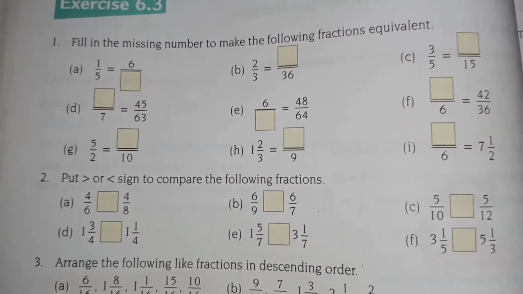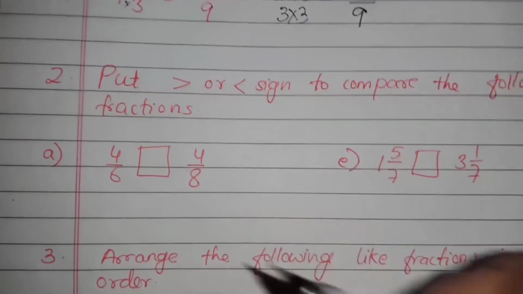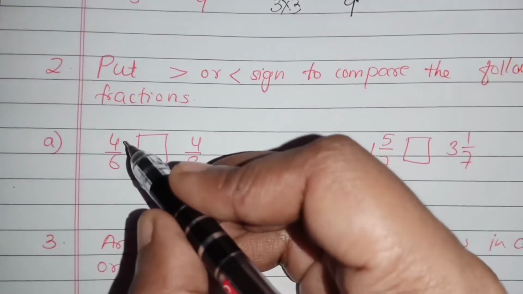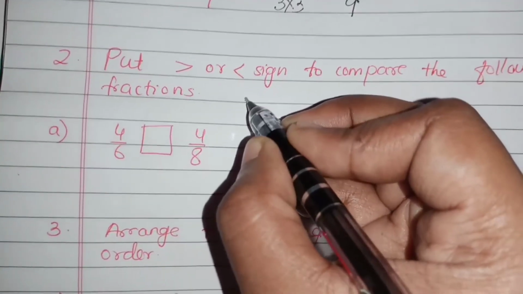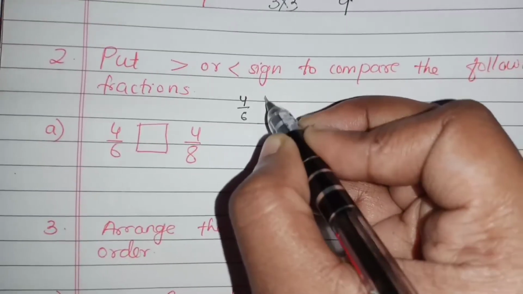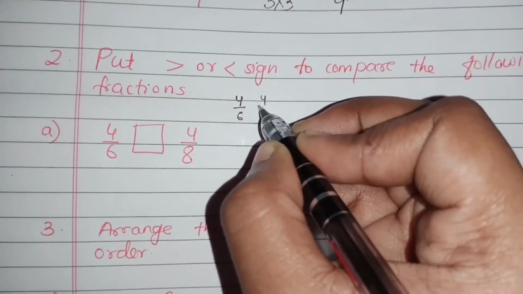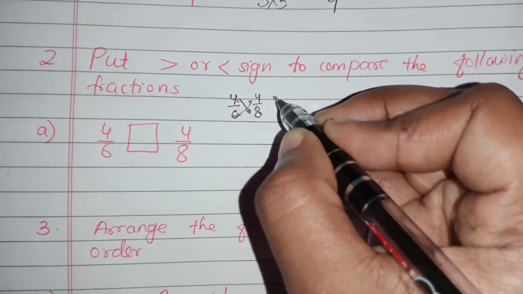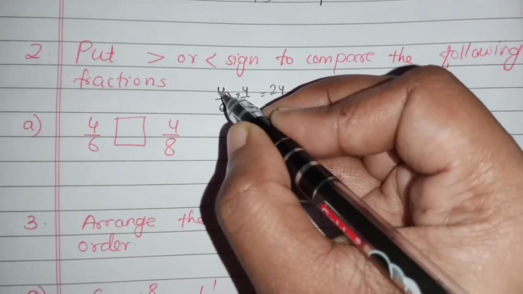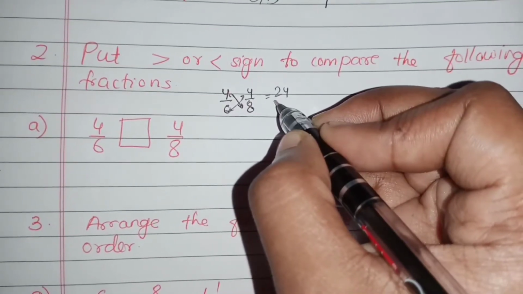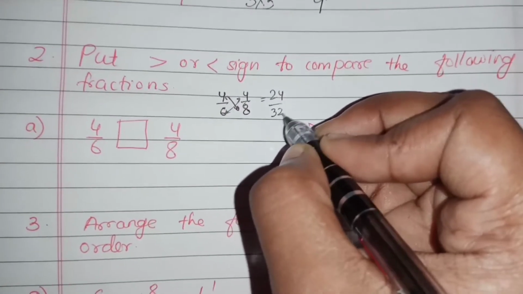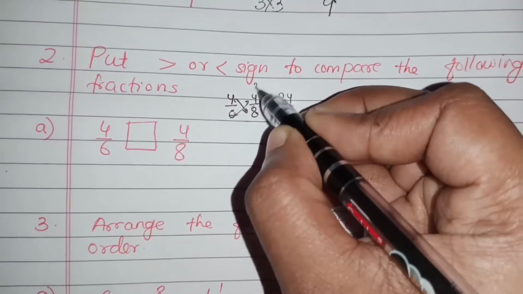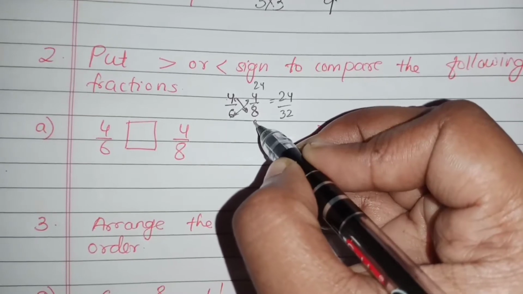So let us start. So see here, just now I have taught you about cross multiplication. So what we will do, we will cross multiply. Okay, right here, copy this. Okay, here what we will do, we will do cross multiply. Okay, 6 4s are 24. Okay, 4 8s are 32. Okay, see here, 6 4s are 24 means this side, 4 8s are 32 means this one.